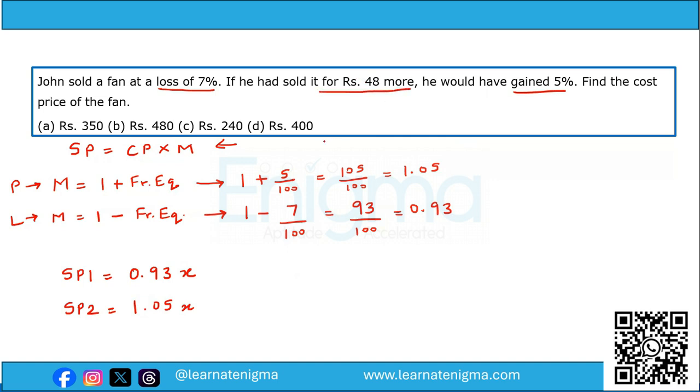Now, what is the change we are doing? The person is selling it for 48 more. So the equation will be very simple. 0.93x plus 48 is equal to 1.05x. So therefore it becomes 48 is equal to 1.05x minus 0.93x. That means 0.12x. Simplifying this, we get the value of x as 400. So that's our answer.